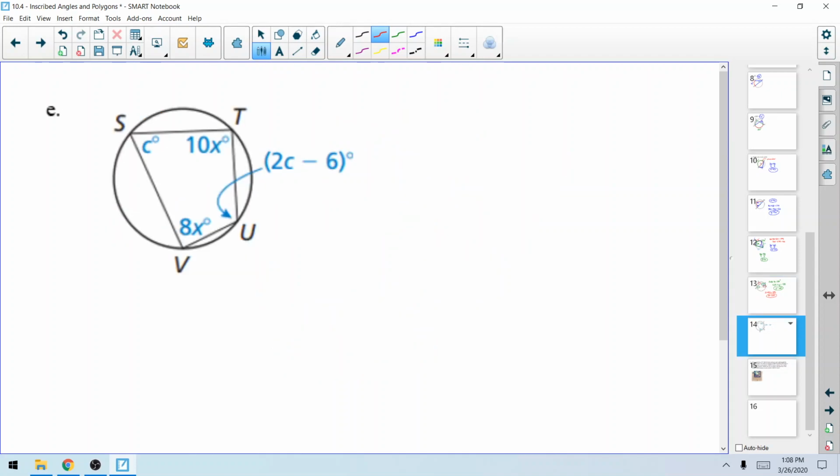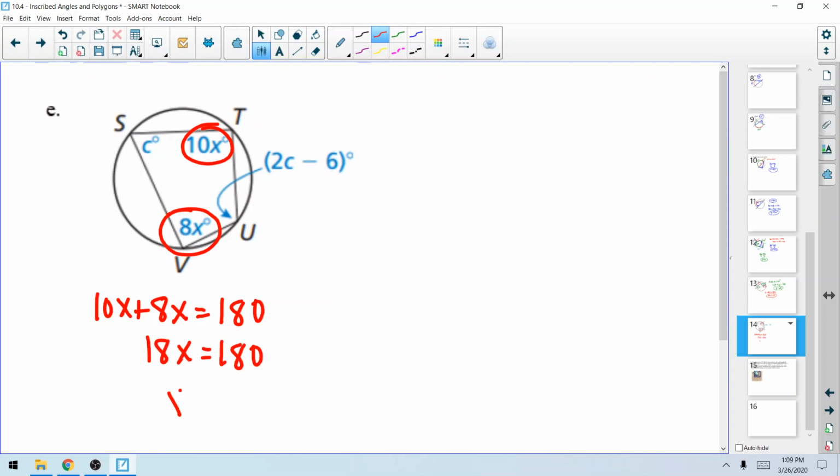Letter E. Okay, on this one we have to find the value of c. We also have to find the value of x. I'm kind of thinking the same thing that we did on the last one. We've got a quadrilateral inscribed in a circle. So I'm going to take a look at angle T. I'm going to take a look at angle V. Opposite angles have to add to 180. So we've got 10x plus 8x are supplementary. 10x plus 8x is 18x equals 180. So x must be 10.